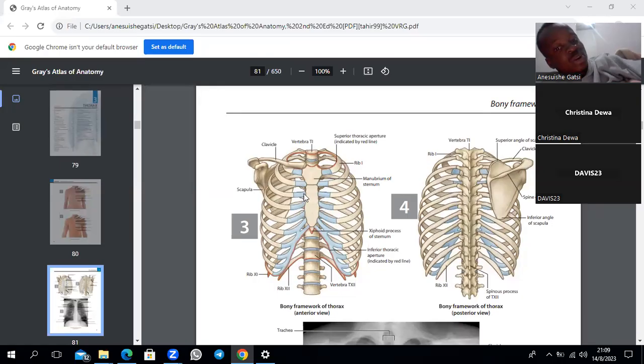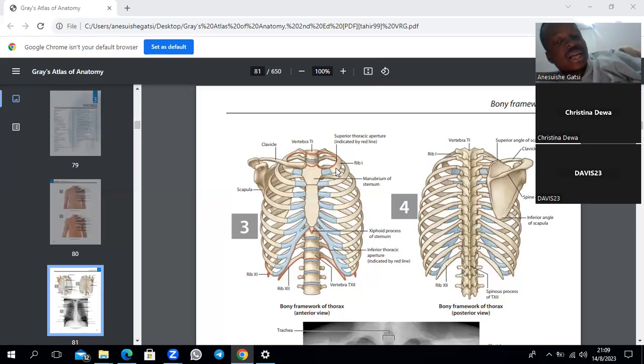Then going anterolateral, also going posterolateral at the back, we have the ribs and their costal cartilages. Then posteriorly, we have the thoracic vertebra. They are 12 in number. So named thoracic because of their region. Remember, we had 7 cervical, 12 thoracic, 5 lumbar, 5 sacral, and a coccyx, right?